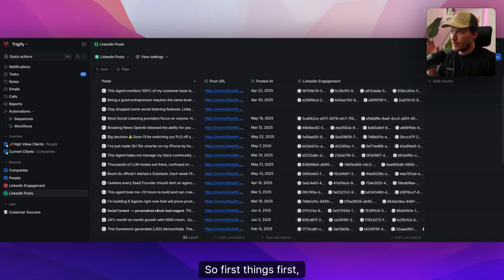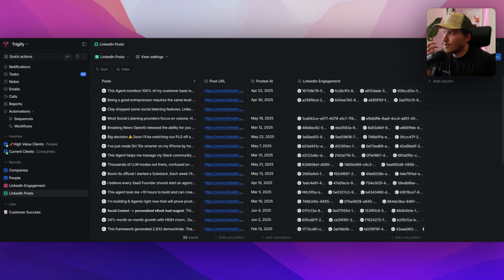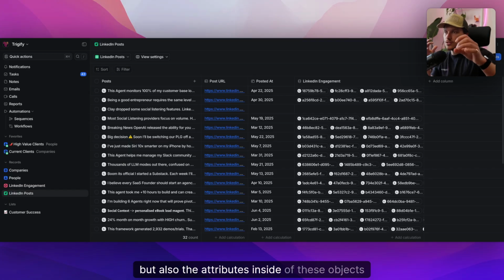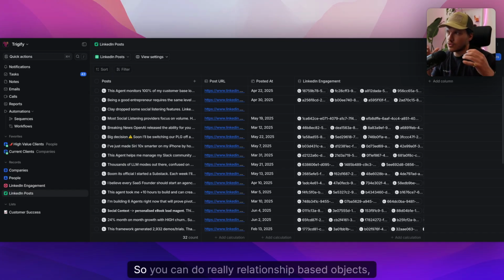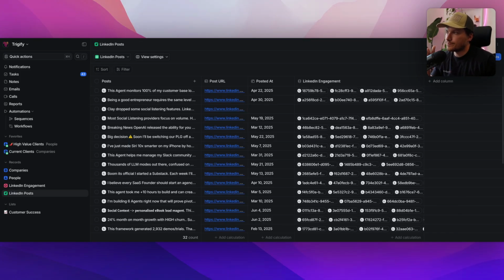So first things first, inside of Attio, the reason I love Attio so much is you can create custom objects super easily, but also the attributes inside of these objects, you can get very creative. So you can do relationship-based objects, which means you can do a one-to-many. So for example, here we have all of my LinkedIn posts coming into here.